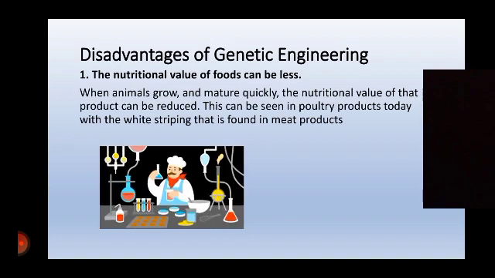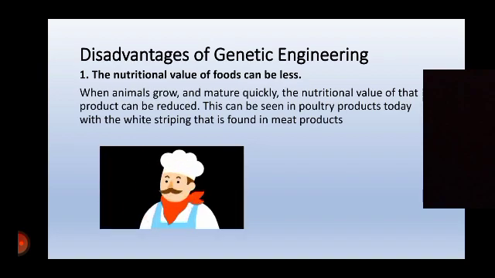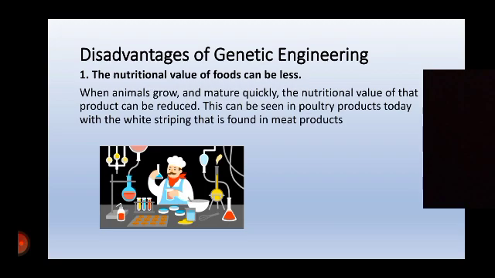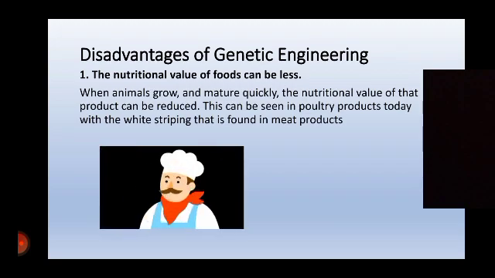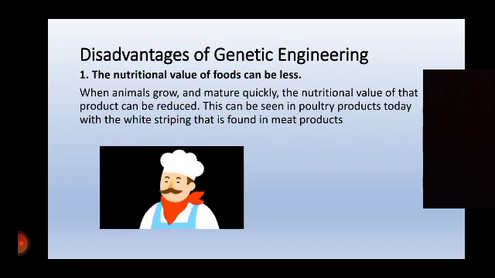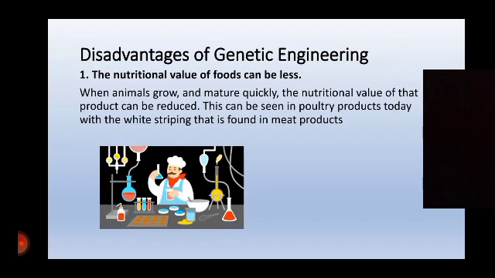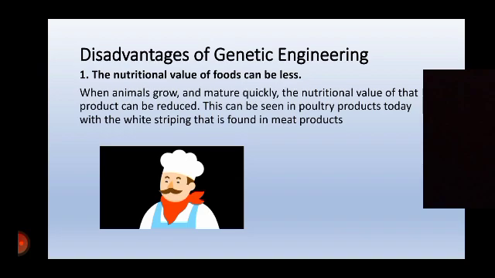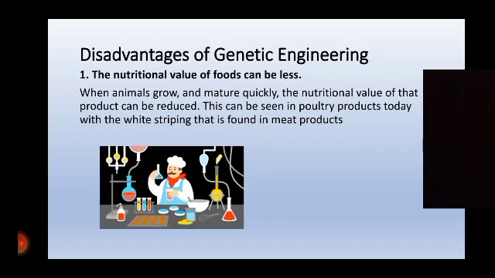The disadvantages of genetic engineering. Number 1. The nutritional value of foods can be less. When animals grow and mature quickly, the nutritional value of that product can be reduced. This can be seen in poultry products today with the white striping that is found in the meat products.